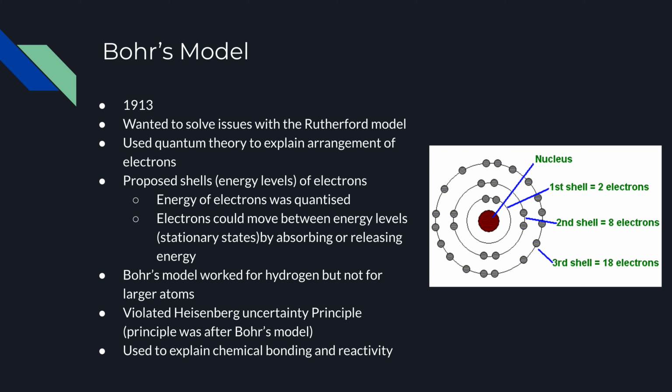Bohr's model worked for hydrogen, but not for larger atoms, which was a problem, as it violated Heisenberg's uncertainty principle, which was actually found after Bohr's model was created, so technically it didn't violate it at the time. However, Bohr's model is used as a simple way to explain chemical bonding and reactivity, and is usually the one most commonly taught. And as you can see, there's a nucleus followed by a first shell made up of 2 electrons, second shell made up of 8 electrons, and third shell made up of 18 electrons.